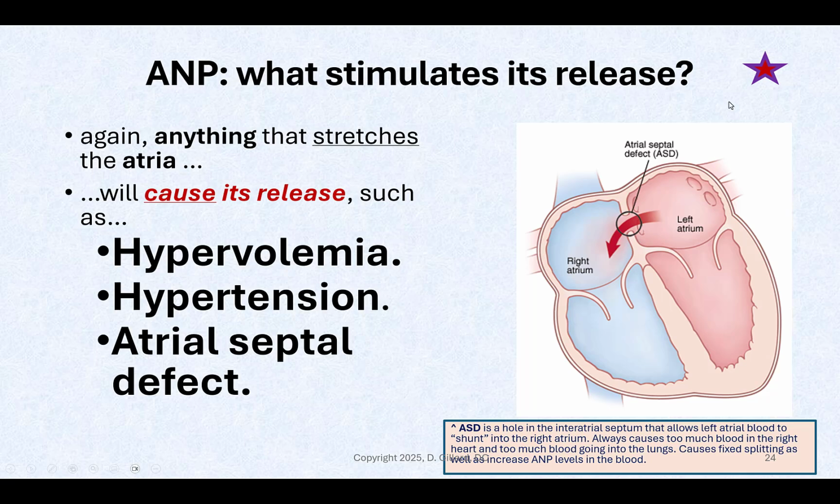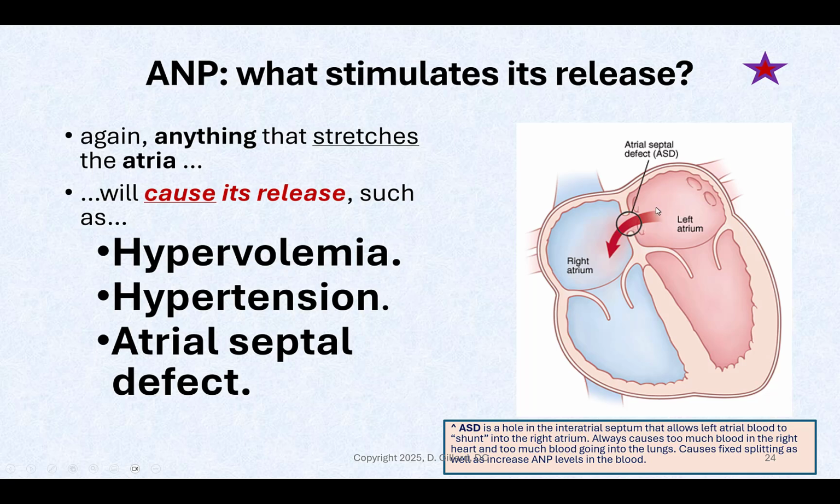All right. We already know this, don't we? What stimulates the release of natriuretic peptide and brain natriuretic peptide? All of this, or some of this, is true for BNP. Again, we don't know tons about that one. So any of these factors will cause hypertension. Basically, anything that causes hypertension or anything that stretches the atria will set this off. So we have hypervolemia, we have hypertension, atrial septal defect. Have we talked about that? That's a hole in the interatrial septum.